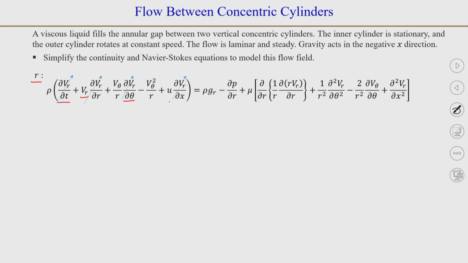The next term will be 0 because we have ∂/∂θ as 0 for all the variables, and then this term is 0 because ∂/∂x of v_r is 0. There is no component of gravity; gravity acts in the negative x direction. So, there is no component of gravity along the radial direction. So, this term is 0 and this term is 0 because v_r is equal to 0. Next term is 0 because ∂/∂θ and second derivatives will be 0. This term will also be 0 because ∂/∂θ is 0 and the last term will be 0 because v_r is equal to 0 or ∂²/∂x² will be 0.